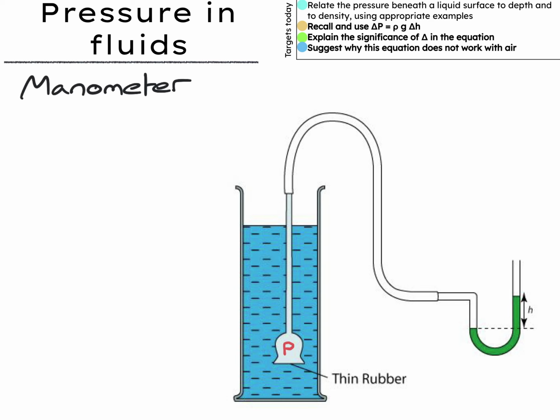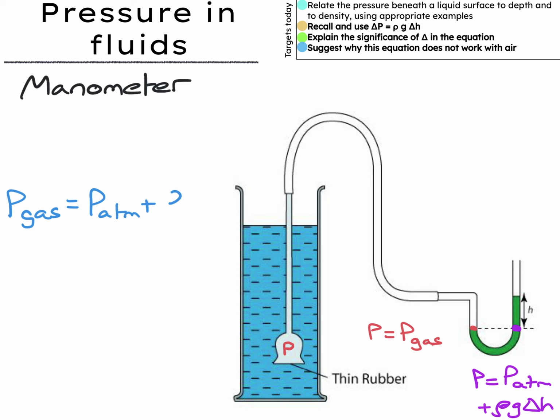On the left, pressure is P equals P gas. On the right, P equals P atmosphere plus rho g delta h. So P gas equals P atmosphere plus rho g delta h. And as long as we know the atmospheric pressure, we could use a barometer for that, and the density of the liquid, we need to know that as well, all we need to do is measure delta h, the height difference between the two liquid surfaces.